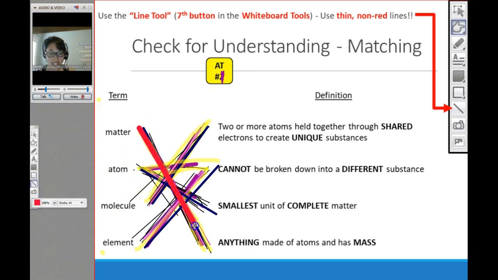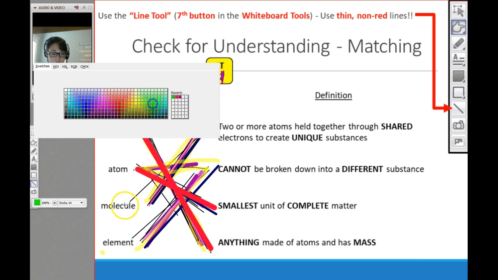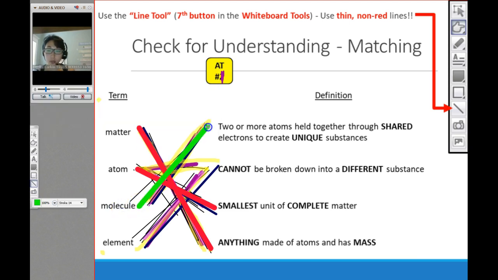So matter is anything that is made of atoms and has mass. Atoms are the smallest unit of complete matter. They're our single brick. Molecules, let me change colors here. Molecules are when we have two or more atoms held together through shared electrons to create unique substances, and elements cannot be broken down into something different, right? Breaking them down just breaks them down into identical atoms. Smiley faces if that makes sense to everyone. I know atom is a little bit hard to think about, but atom, again, it's the smallest single unit. Awesome.